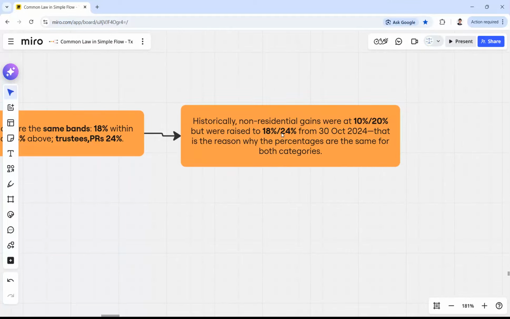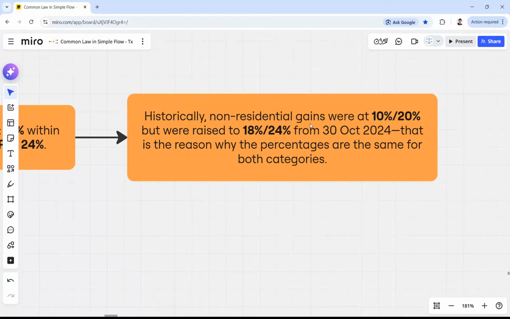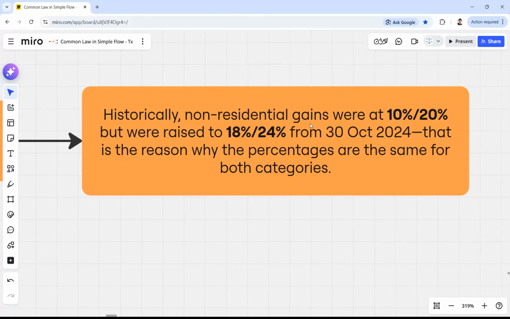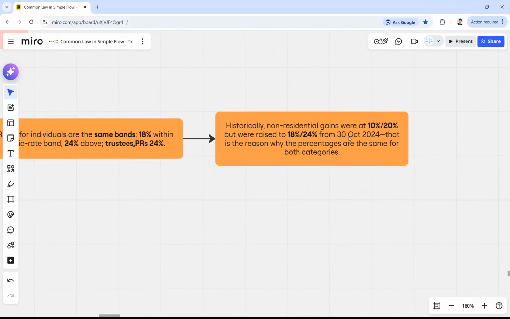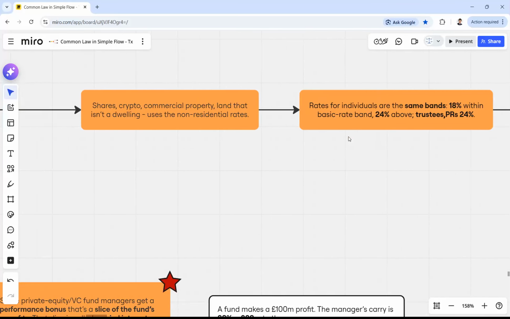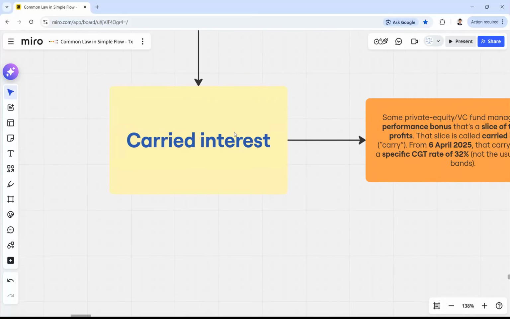Why is this separated? Because historically non-residential gains were 10 and 20%, but were raised to 18 and 24 from 2014. That is the reason why the percentages are the same for both categories. Maybe in the future they will change again.